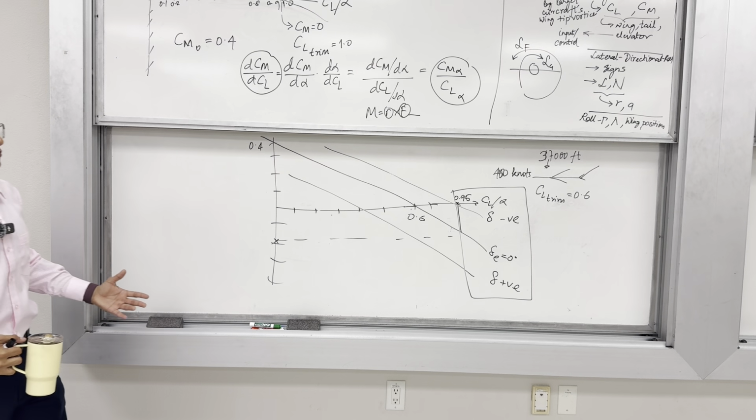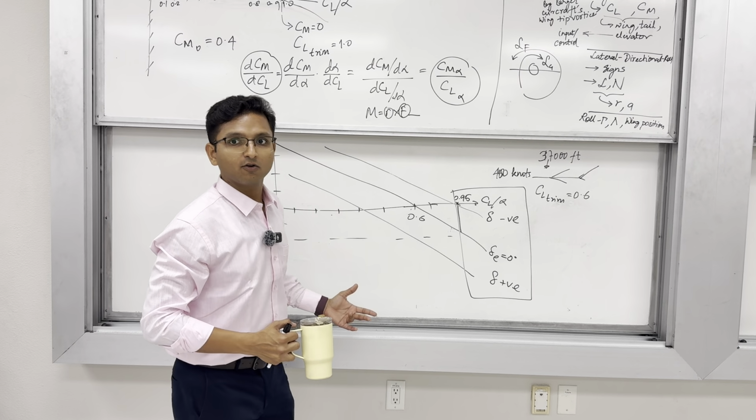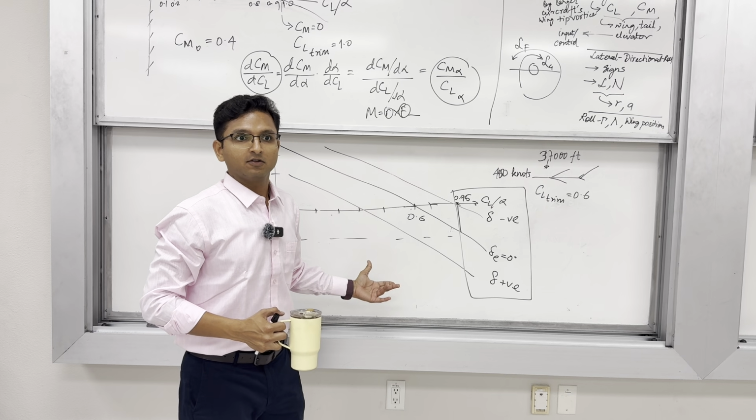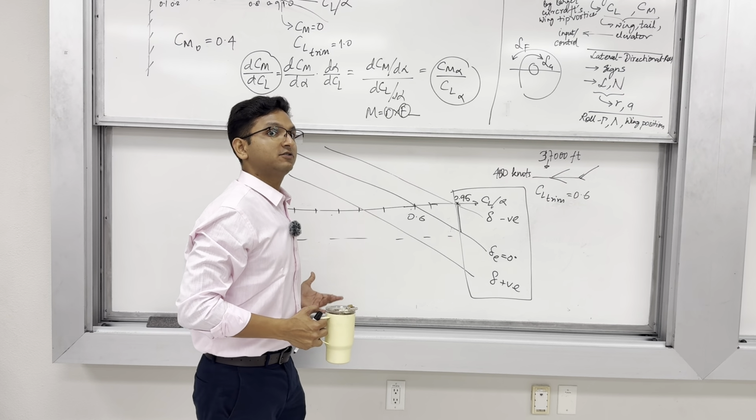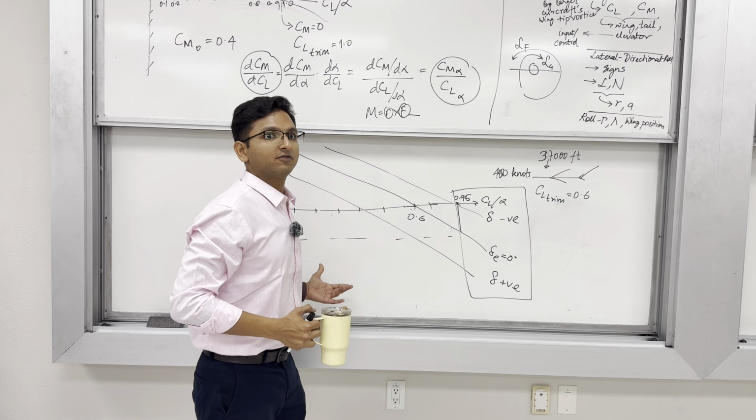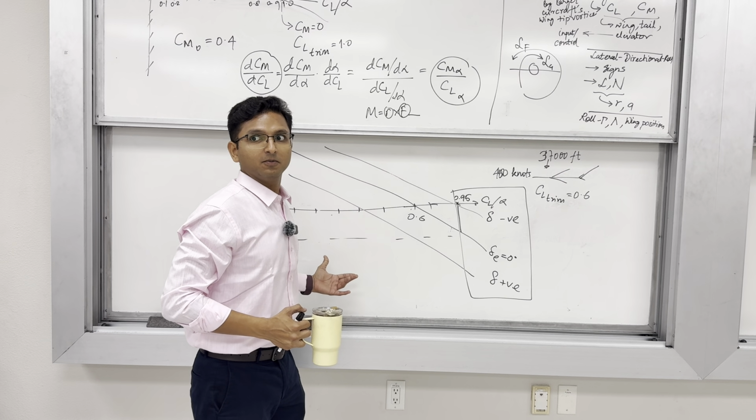And then if we want to grill you more, then probably we are also going to ask for the most forward CG limit, which you can still get from the graph. Any idea how?